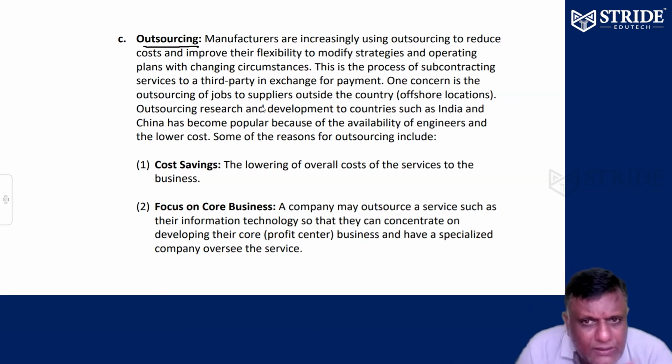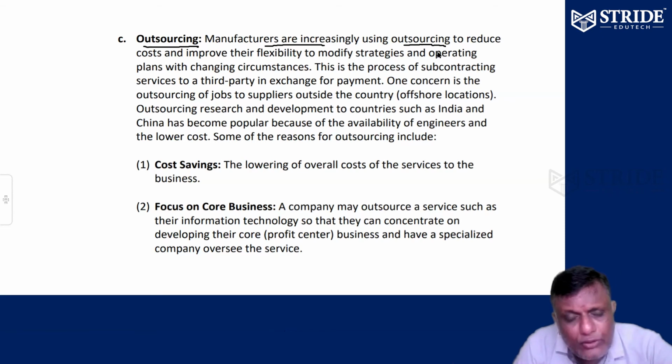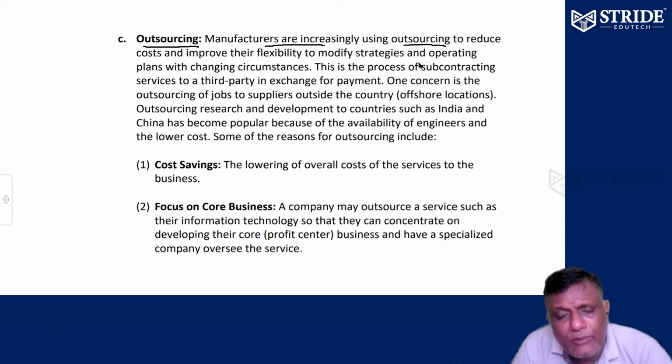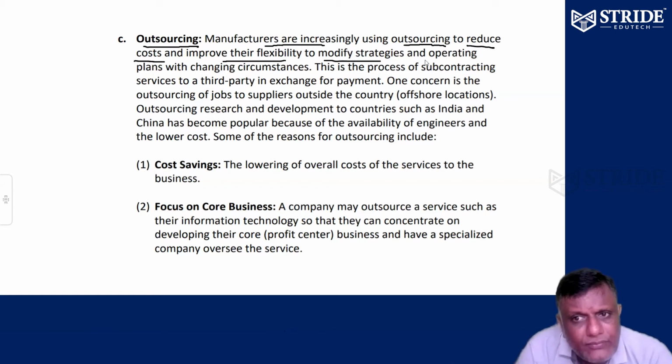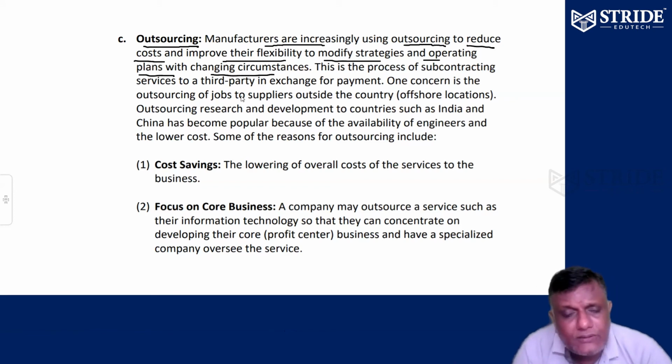That's the easiest thing. A lot of jobs are outsourced nowadays. Manufacturers throughout the world, including the US, are outsourcing. A lot of US jobs are coming to India because of outsourcing, because China and India have low-cost labor markets. Materials are cheap and labor is cheap, so that's why they're outsourcing to India and China. Outsourcing reduces cost, improves flexibility to modify strategies and operating plans under changing circumstances. Outsourcing is the better opportunity nowadays because it reduces all manufacturing cost.